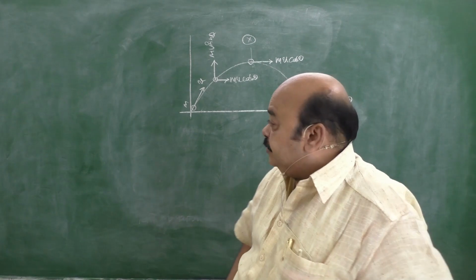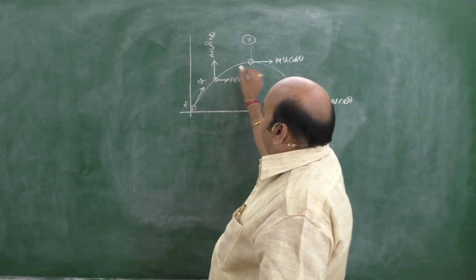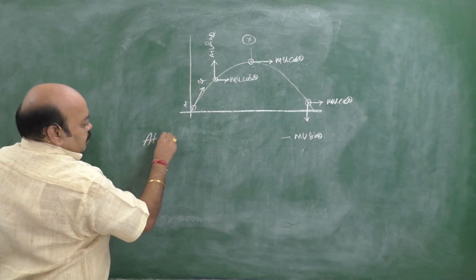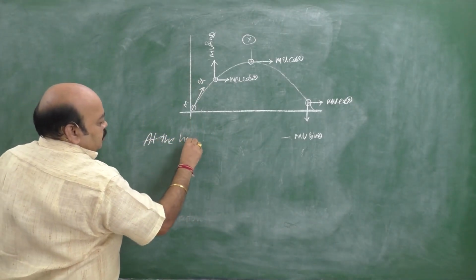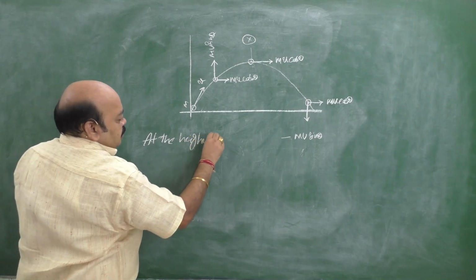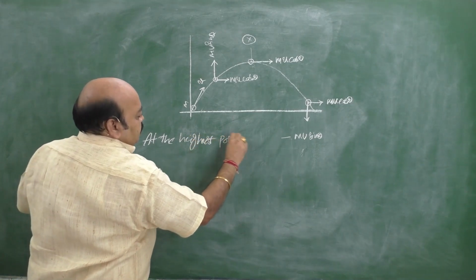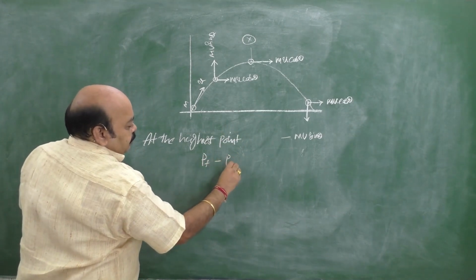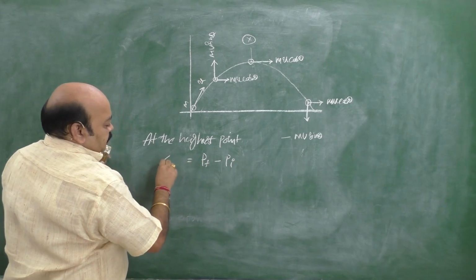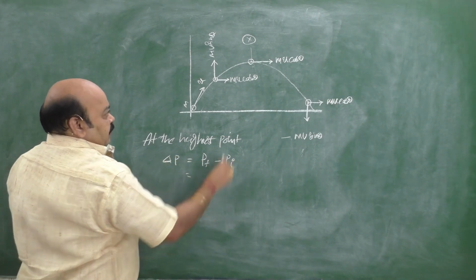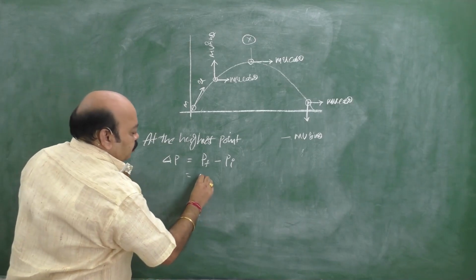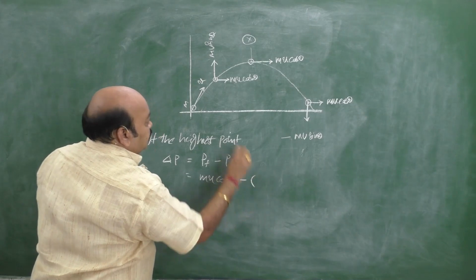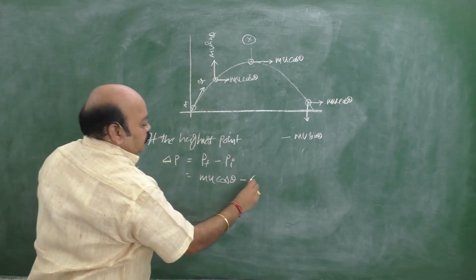In the other case, once again, at the highest point. What is the change in momentum at the highest point? P final minus P initial, it is nothing but the change in momentum. What is P final? You have mu cos theta. And what is initial? Horizontal plus vertical, you have this.